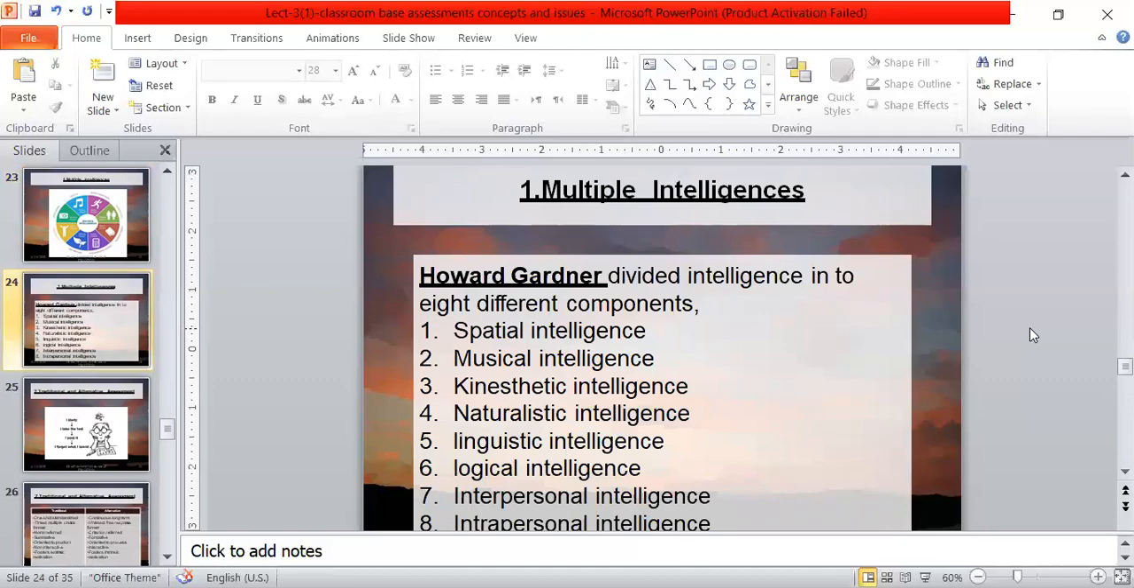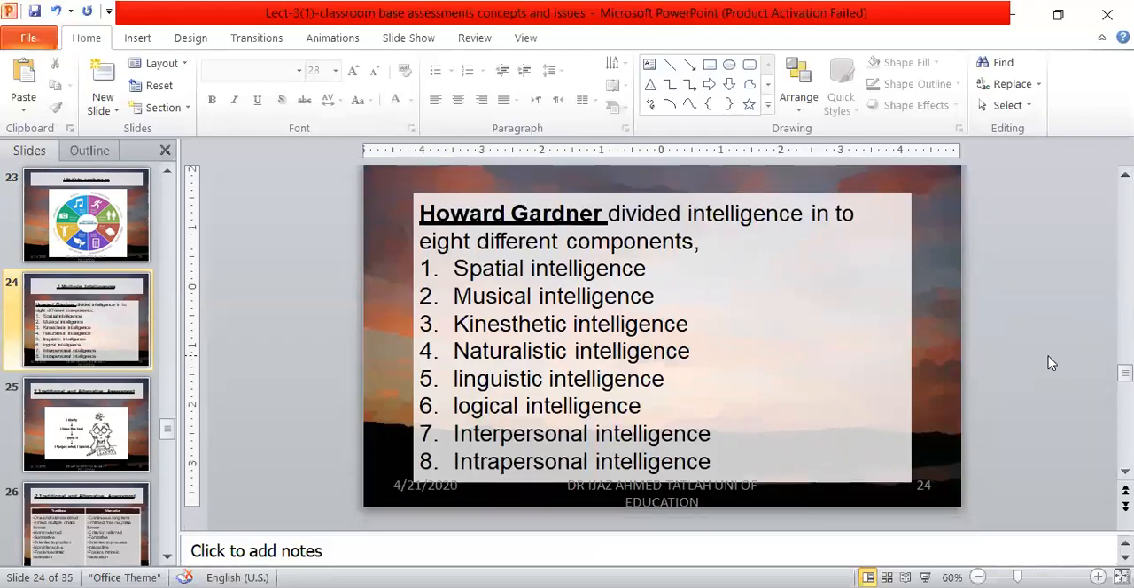According to Howard Gardner, intelligence is divided into 8 different components: spatial, musical, kinesthetic, naturalistic, linguistic, logical, interpersonal, and intrapersonal.